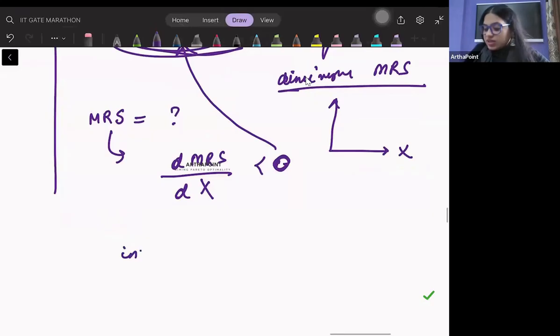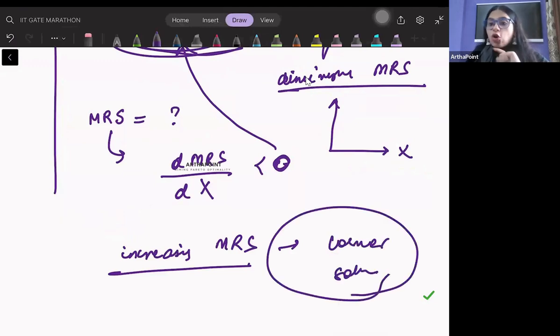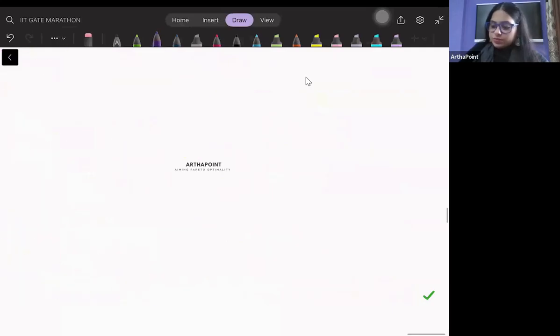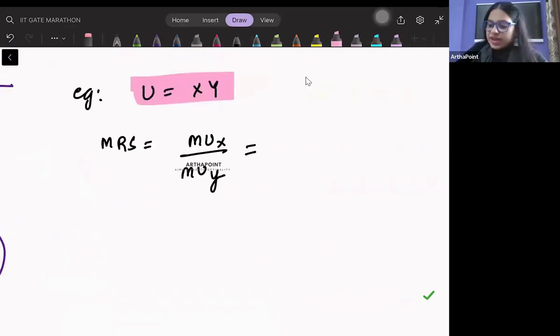If it is increasing MRS, that means you should have a corner solution. In this case you will not have an interior solution. Take an example. I will give you a simple example. U is equal to XY. What is my MRS in this case? MRS is going to be MUX by MUY. When I differentiate this function with respect to good X, I will get Y. When I differentiate it with respect to Y, I will get X. So the MRS that I have got in this case is Y by X.